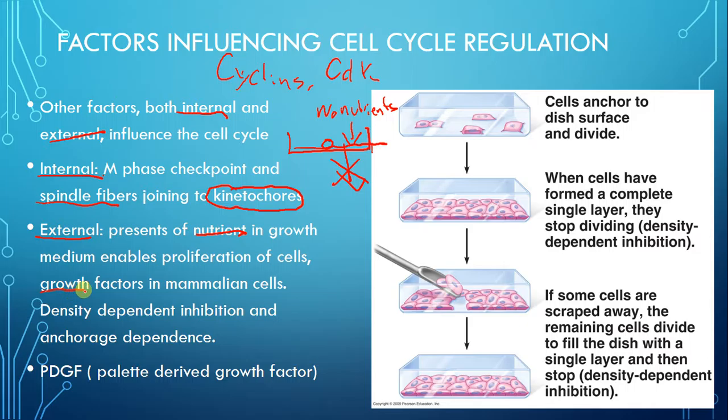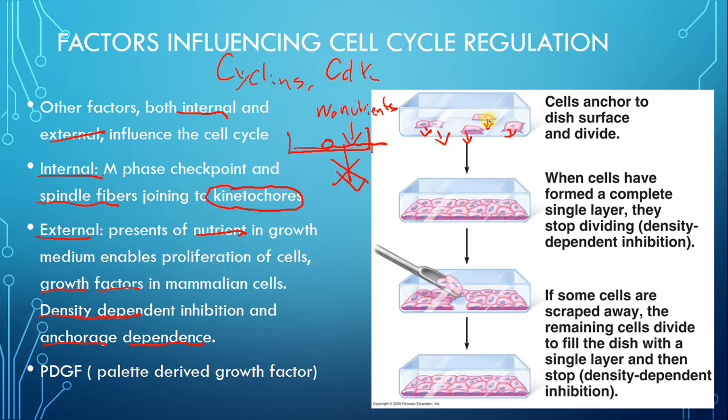Also, other growth factors, so chemicals that cells can give off to each other that they need to stimulate growth, are some other external influencers on the cell cycle. We also have density-dependent inhibition and anchorage-dependent inhibition. So most cells in living organisms must be anchored or attached to something for cell division to start. So they can't just be floating in water and start, even if that water has all their nutrients, can't be just floating out there to start dividing.